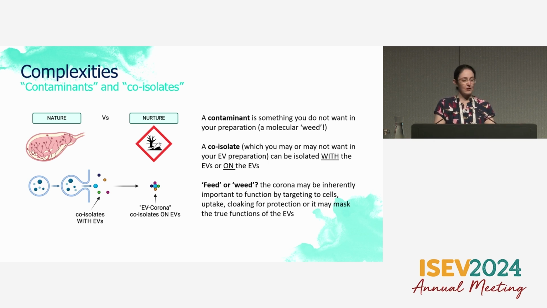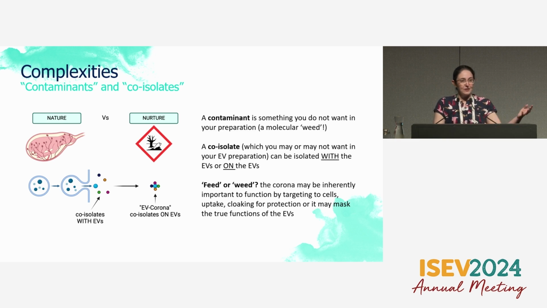We also then have this idea of a co-isolate. And I always try and think about, is that co-isolate isolated with the EVs or on the EVs? And I think this is really different, and it's going to change what you might isolate, how you might do the isolation. There may be some co-isolates that are just impossible to separate from your EVs because they're part of this surface corona.